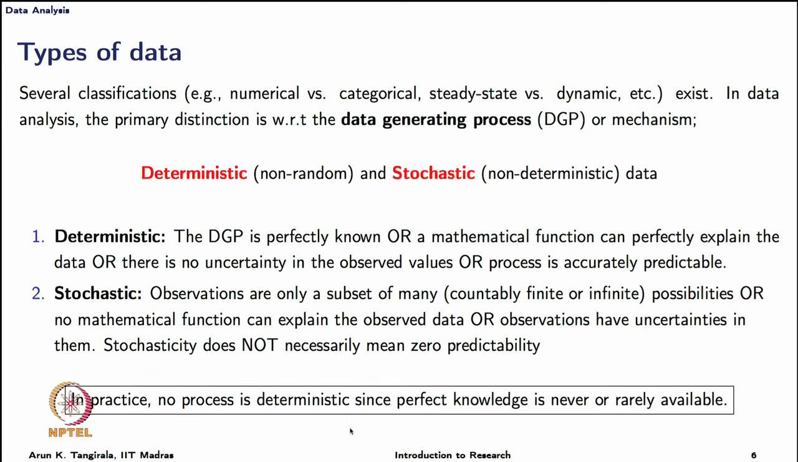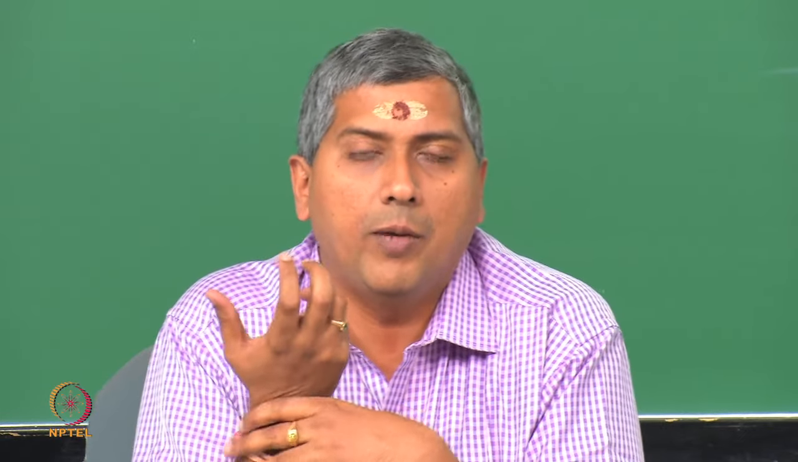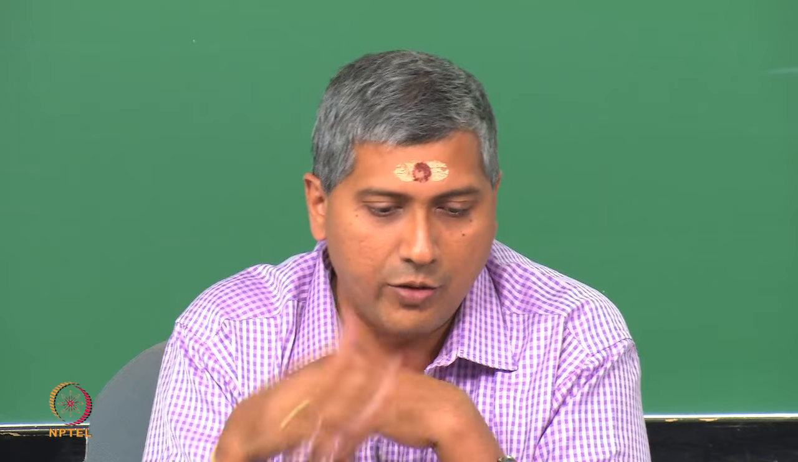Now, does it mean that every data generating process has to be treated as stochastic? Not really. There is a certain distinction still observed between deterministic and stochastic processes even in practice, even though no process is perfectly predictable. Typically, we say that a process is predominantly deterministic or predominantly stochastic, and we will talk about it very soon after this.